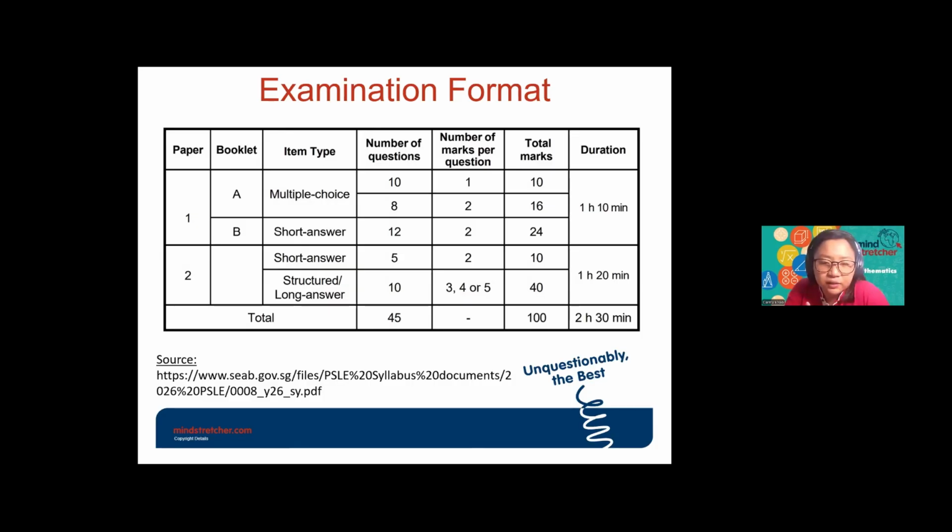There's a change in the format, that is units will be given. In both paper 1 and paper 2, units will be given in the final answer, so you only need to fill in the answer. The units will already be there. It's a good thing for students who often forget to write the units, but it's also a double-edged sword.